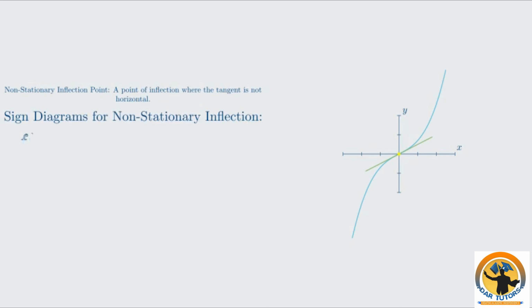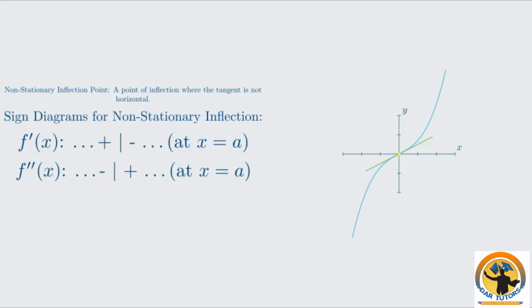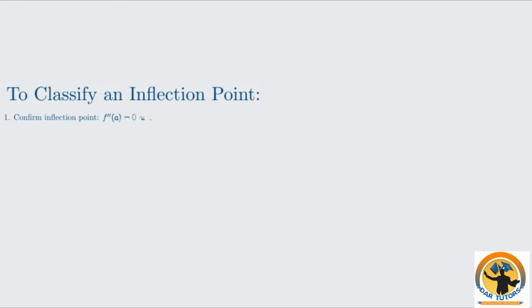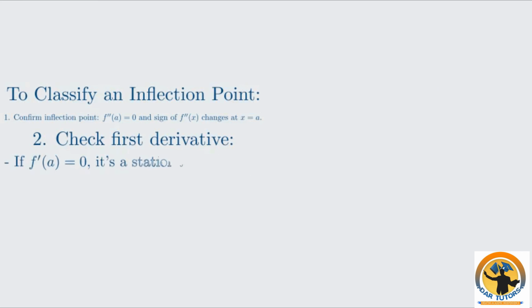The sign diagram for the first derivative would show a change in sign, indicating a local maximum or minimum, while the sign diagram for the second derivative would show a change in sign. So, to classify an inflection point, we first confirm it's an inflection point by checking the second derivative, and then we check the first derivative to see if it's stationary or non-stationary.